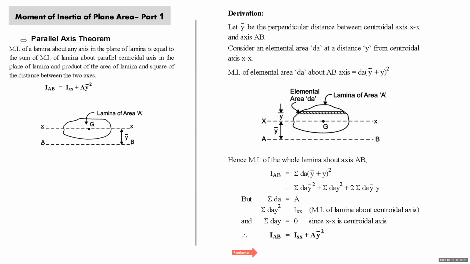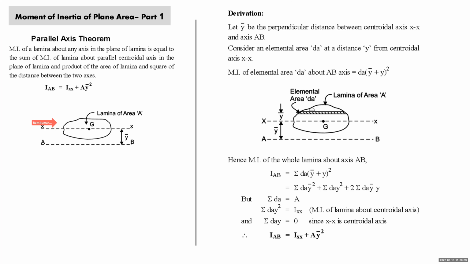Okay, students. First we'll understand this statement. Look at this diagram. This is the lamina of area A. The XX axis is the horizontal centroidal axis. AB is any axis parallel to the centroidal axis. The distance between the two axes AB and XX is y bar. The parallel axis theorem states that the moment of inertia of the lamina of area A about any axis parallel to the centroidal axis is equal to the sum of the moment of inertia about the centroidal axis and the product of area and the square of the distance between the two axes. So IAB is equal to IXX plus A y bar square.